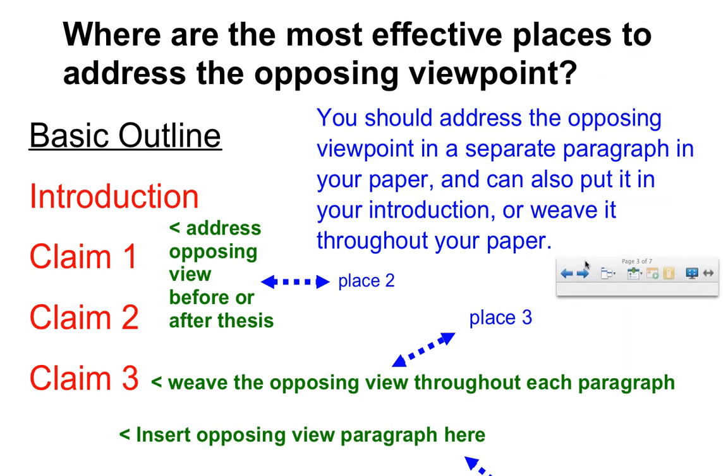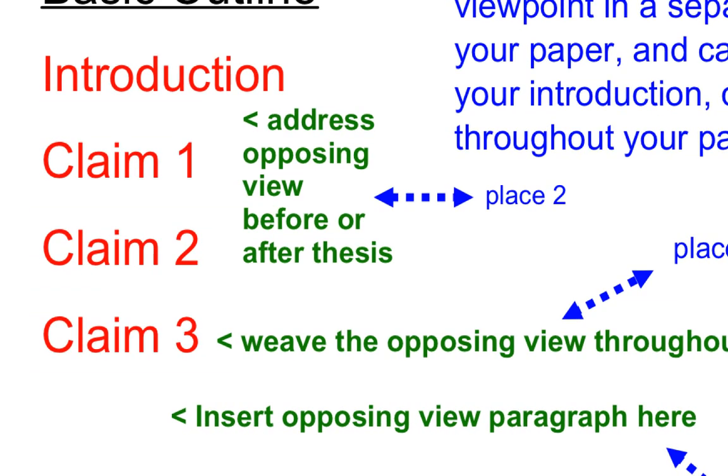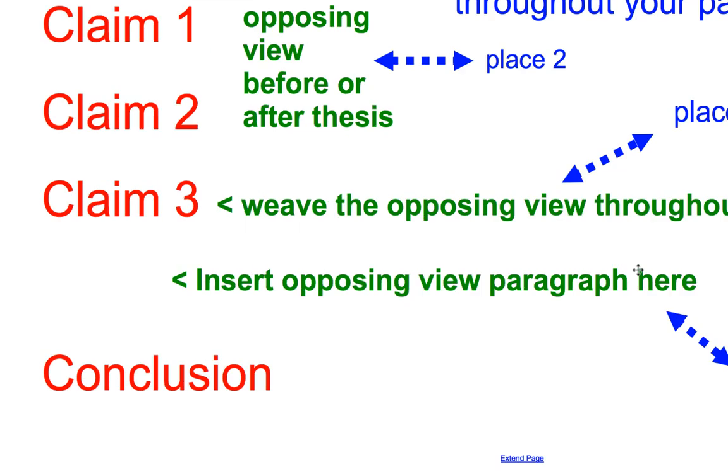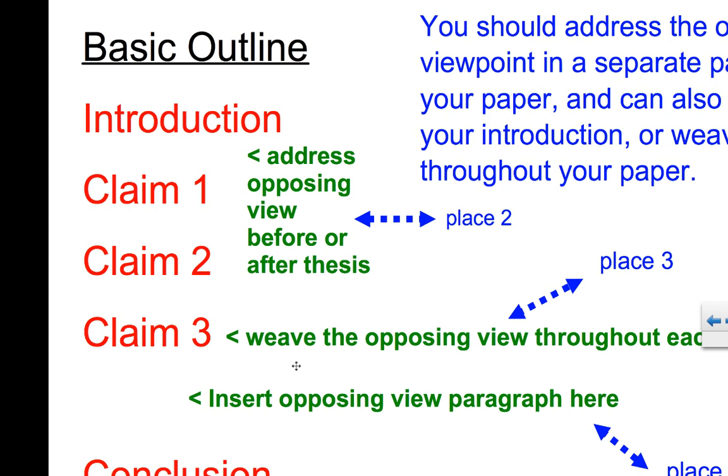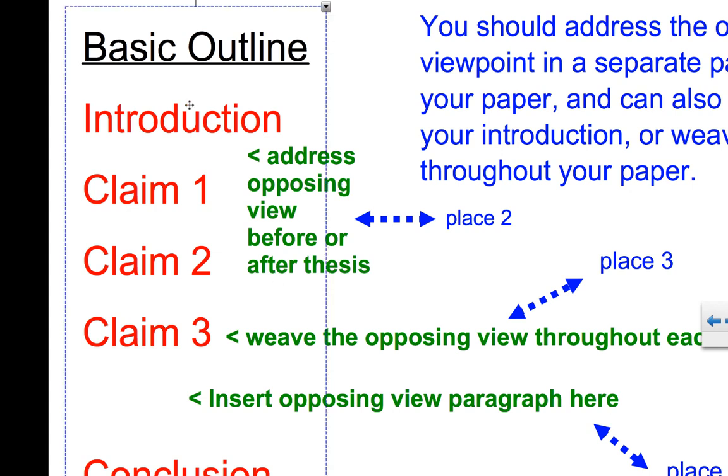So this is where the most effective places to address the opposing viewpoint are. There are several places within your paper that you can stick the opposing viewpoint. I tend to like to stick the opposing viewpoint in an entire separate paragraph. So you can see I have insert opposing paragraph here, meaning make a fourth paragraph. And you can stick that paragraph anywhere in your paper. Or you can address the opposing viewpoint right away in the introduction, right before or after your thesis.